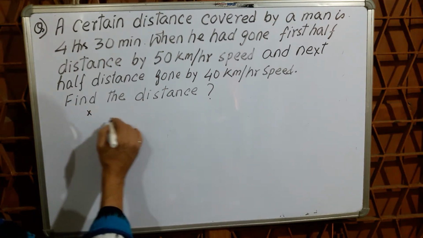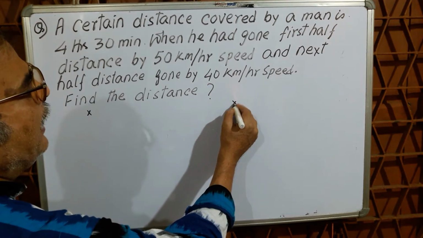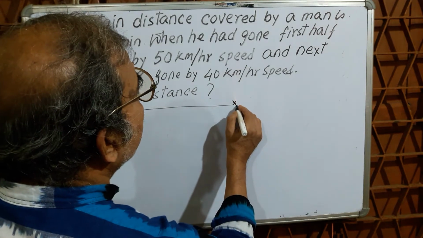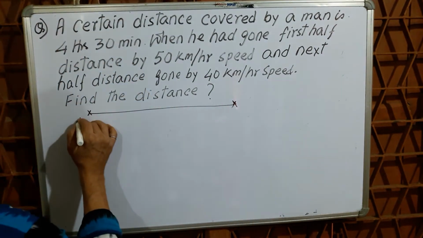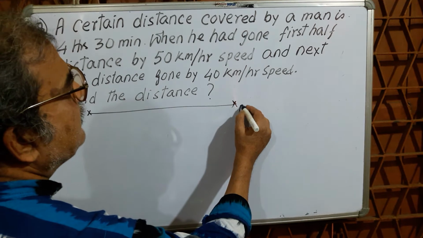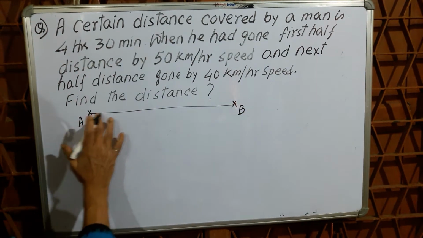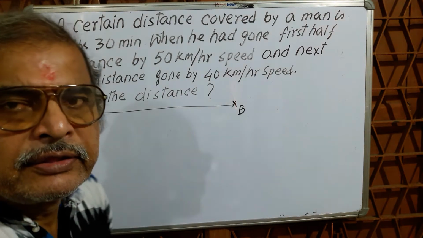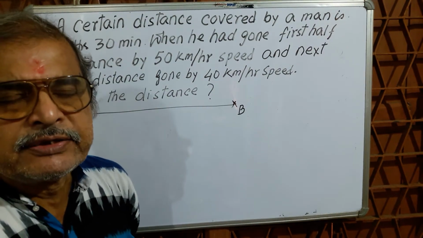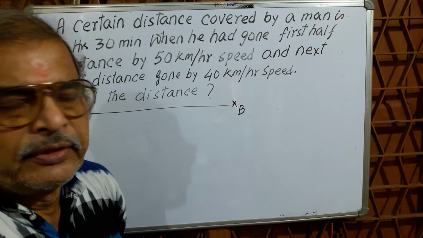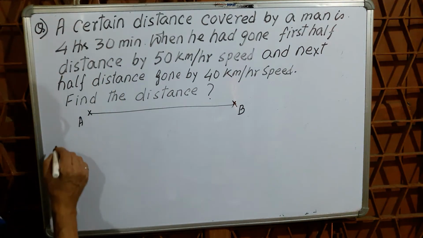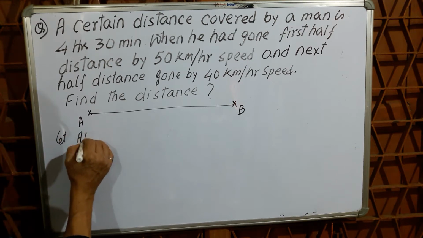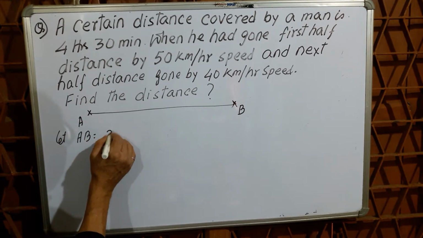When nothing is given, you can take any numeric or any alphabet if there is no numerical value. Say this is A and this is B. A gentleman covered this distance in 4 hours 30 minutes, that is 9 by 2 hours. So you can write like this, let AB equal to x kilometer.